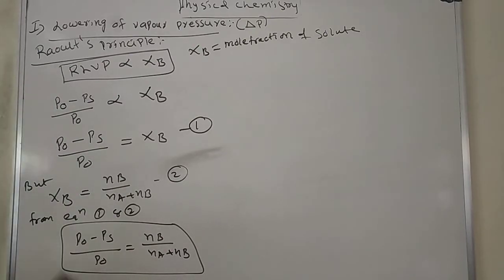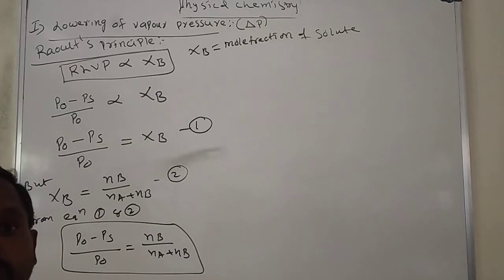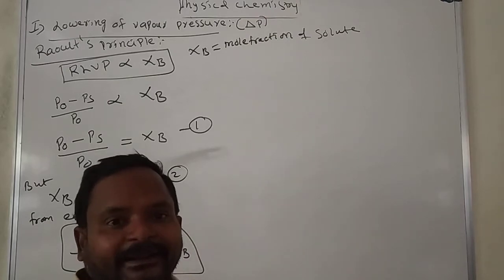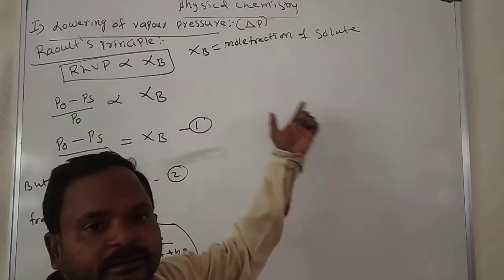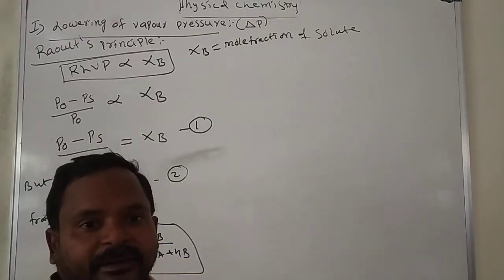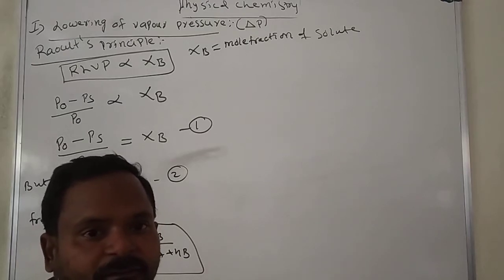And one more thing: lowering of vapor pressure, elevation in boiling point, depression in freezing point, and osmotic pressure are related to dilute solutions only. Concentrated solutions having more and more solute particles never exhibit these. Dilute solutions only exhibit these colligative properties. It is an important property of dilute solutions.